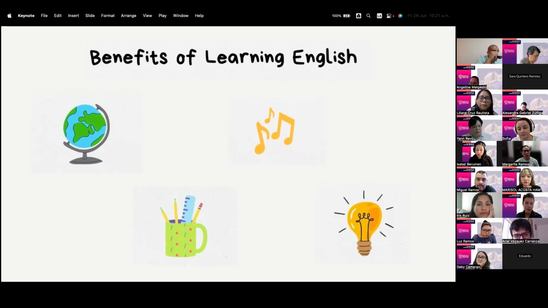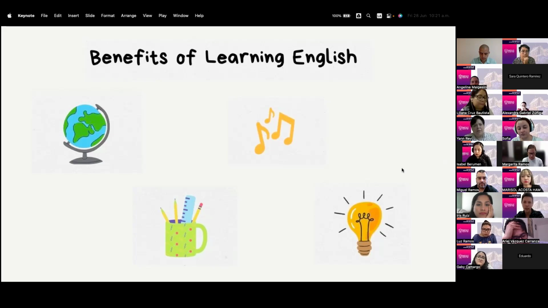What else? Well, it's very useful because we can understand media. We can find a lot of music and a lot of movies that are in English, and if we speak English, we are going to understand them better. We also get opportunities to study because we can find a lot of opportunities in different schools thanks to speaking English, and at the end, we can find benefits for work because there are a lot of job opportunities if we speak English.